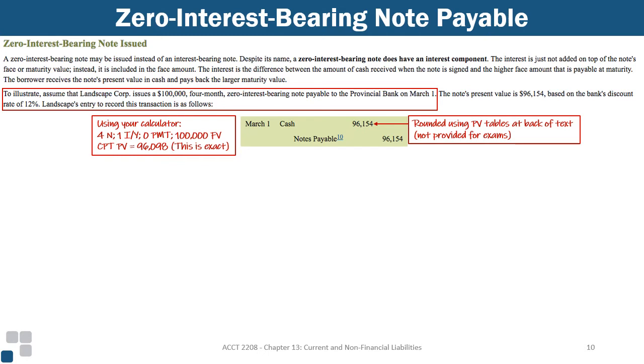as this 96,154? Well, the textbook uses in its illustrations the present value tables at the back of the book. Now you're not provided those for the exam, so you have to know how to use your calculator. The calculator gives you an exact answer, whereas the tables end up with a rounded answer. So this 96,154 is a little bit off due to rounding. So that note is recorded at its present value.